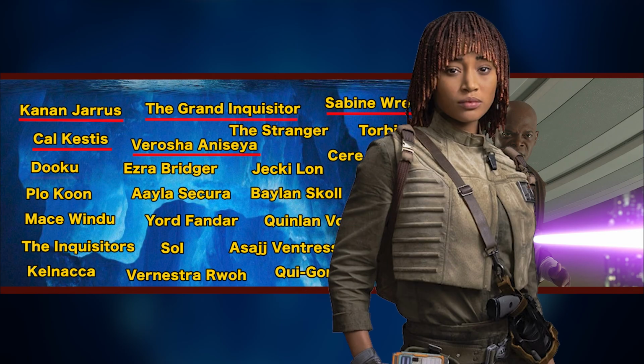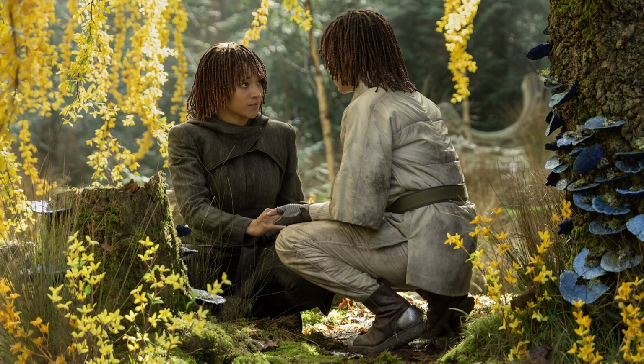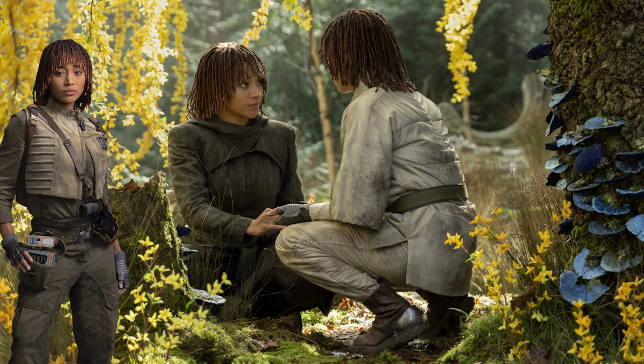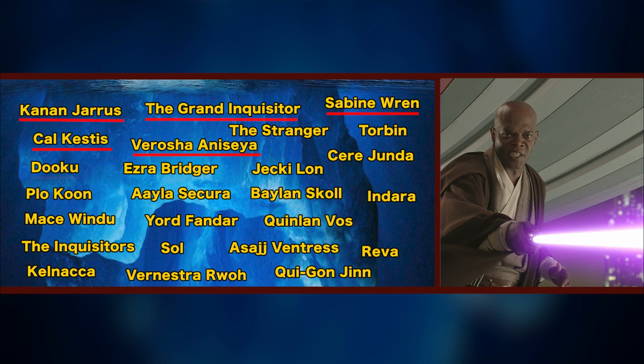After this there's Vernestra Rwoh. She was a person created through a vergence in the Force, and she was actually part of one whole person who split in two, creating her and Mae. She first appeared in The Acolyte.